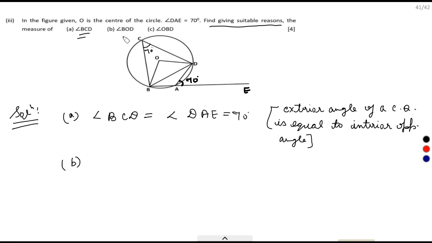Second, we have to find angle BOD, this angle. Now, if we consider the arc BD, then angle subtended at the center is angle BOD and angle subtended at the circumference is 70 degree. And angle subtended at the center will be twice of angle subtended at circumference. It means if this is 70, then this will be 140 degree.